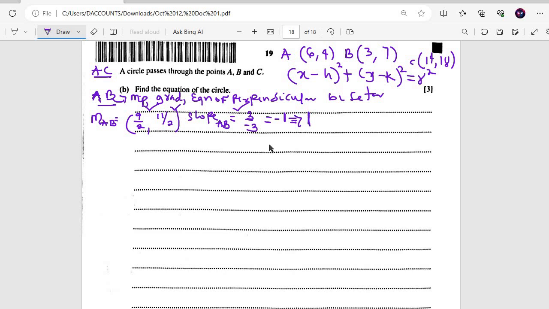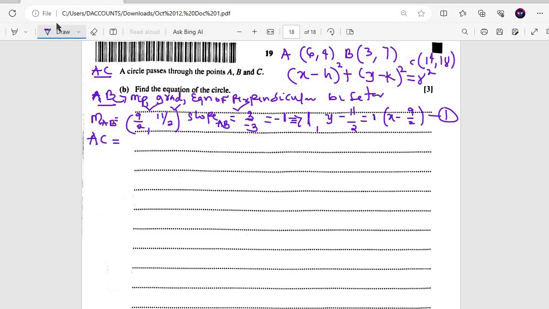I don't have time to explain with the diagram, but in my topical I will show the analysis. So let me get the equation of the perpendicular bisector, which has to pass through the midpoint. Y minus y1 equals the gradient of the perpendicular bisector, 1, times x minus x1. Y is 11 over 2, x is 9 over 2. So this is the equation of the perpendicular bisector, equation 1. Do the same thing for AC.